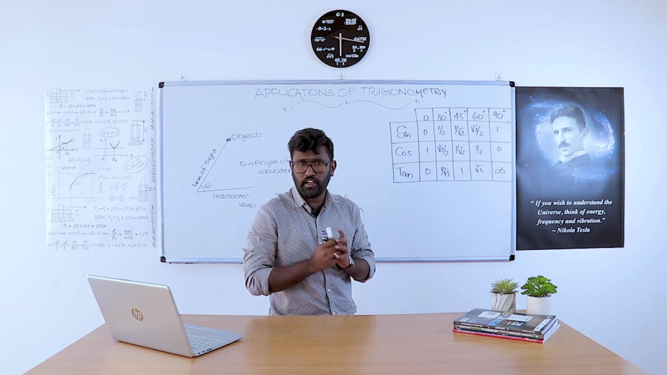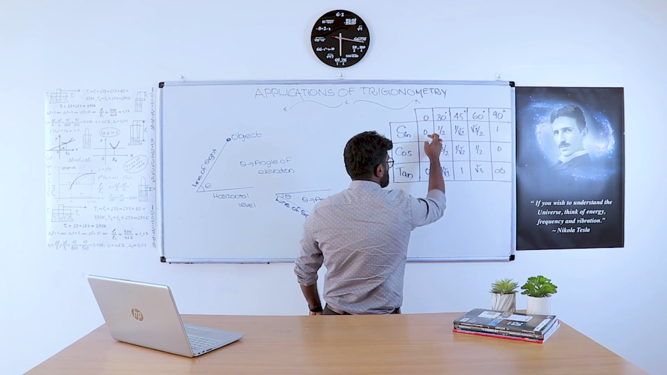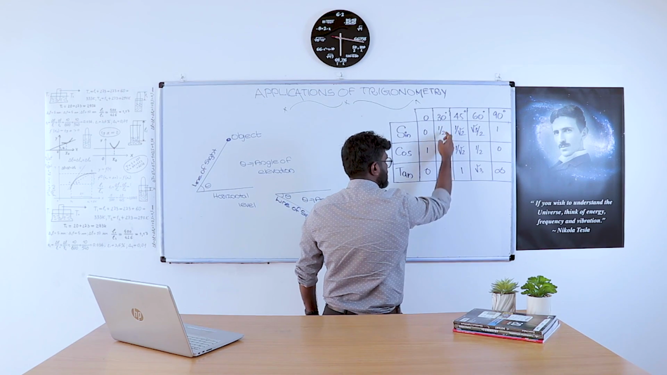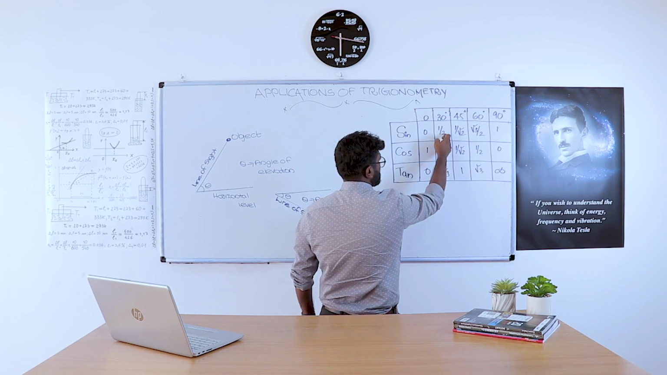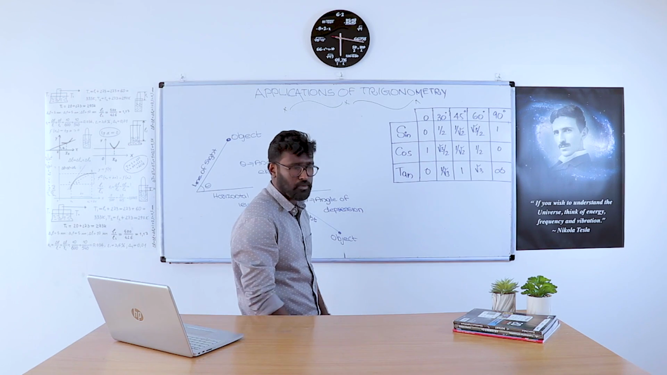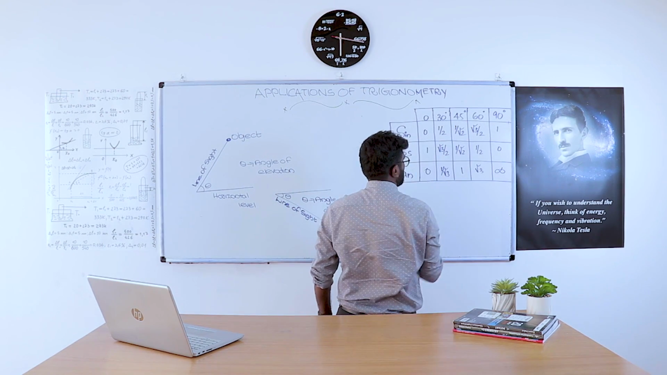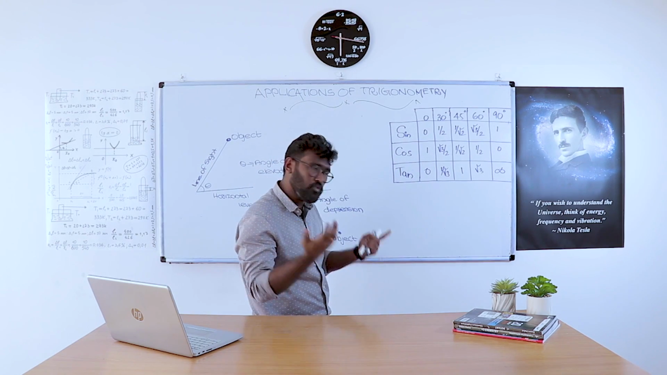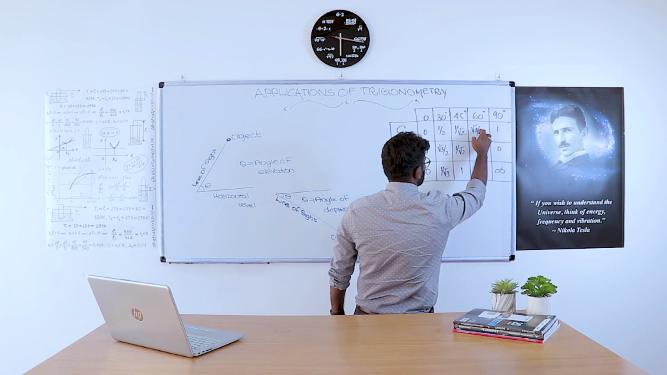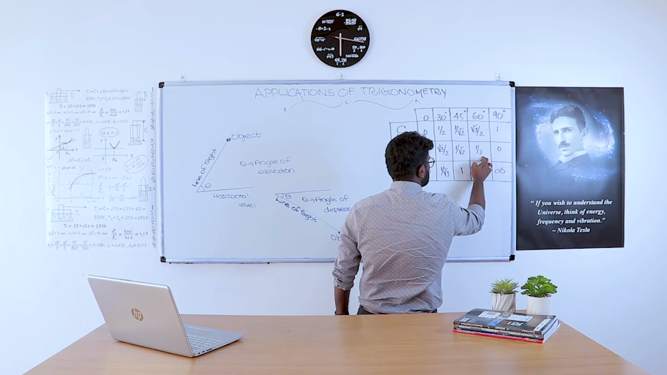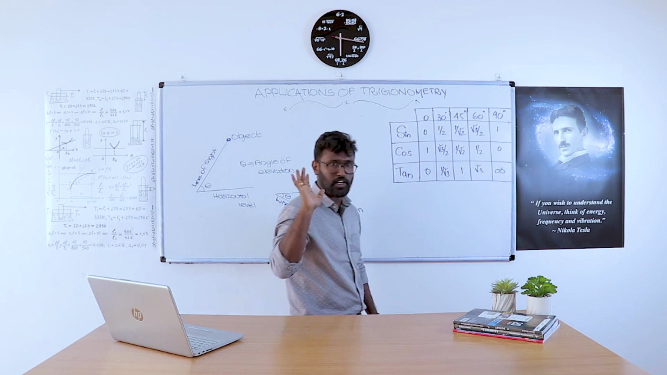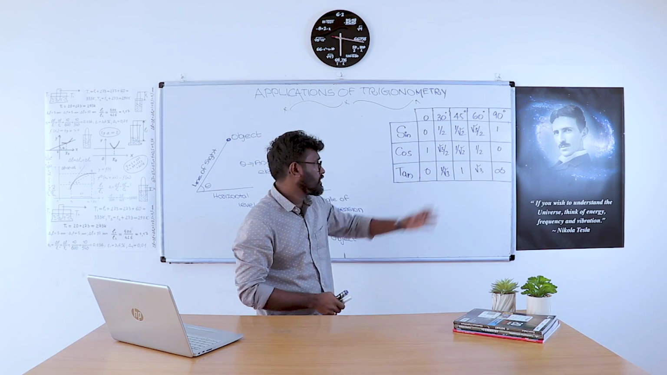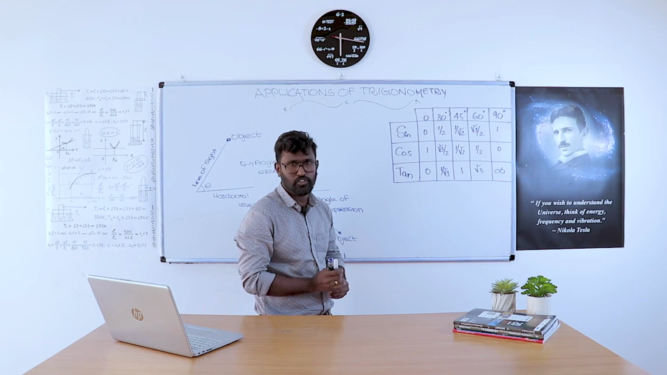Sine by cos is tan. So tan 0 is 0 by 1, that is 0. Tan 30 is 1 by 2 divided by root 3 by 2. 2 and 2 cancel, and the remaining is 1 by root 3. Tan 45 is 1 by root 2 divided by 1 by root 2, which is 1. Tan 60 is root 3 by 2 divided by 1 by 2. 2 and 2 cancel, so root 3 by 1 is root 3. Tan 90 is 1 by 0, which is not defined, and is marked as infinity.